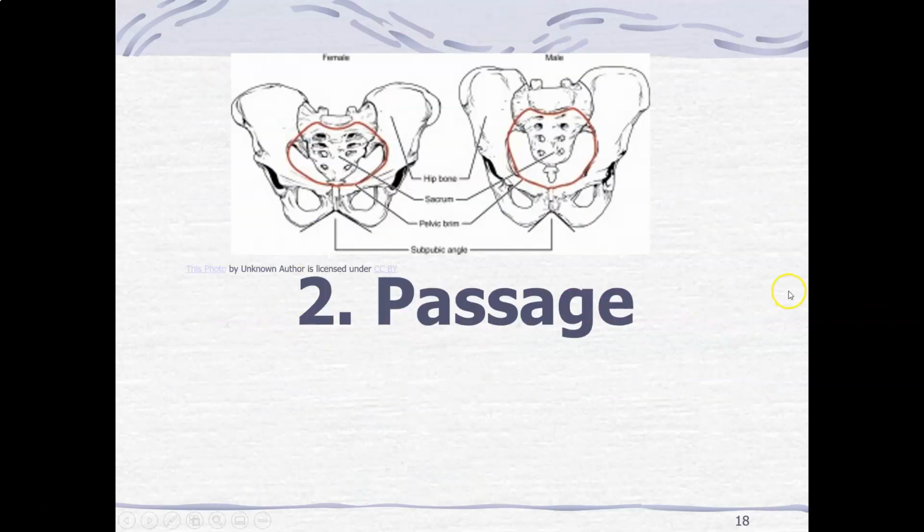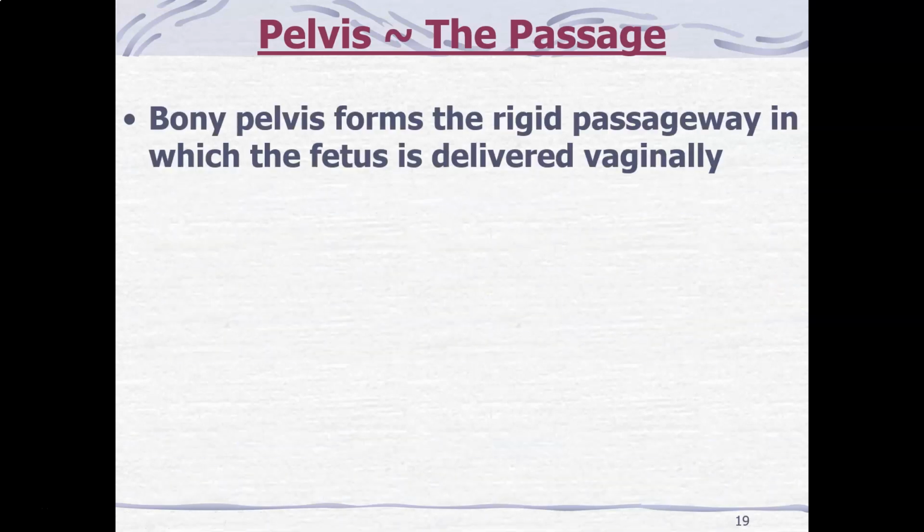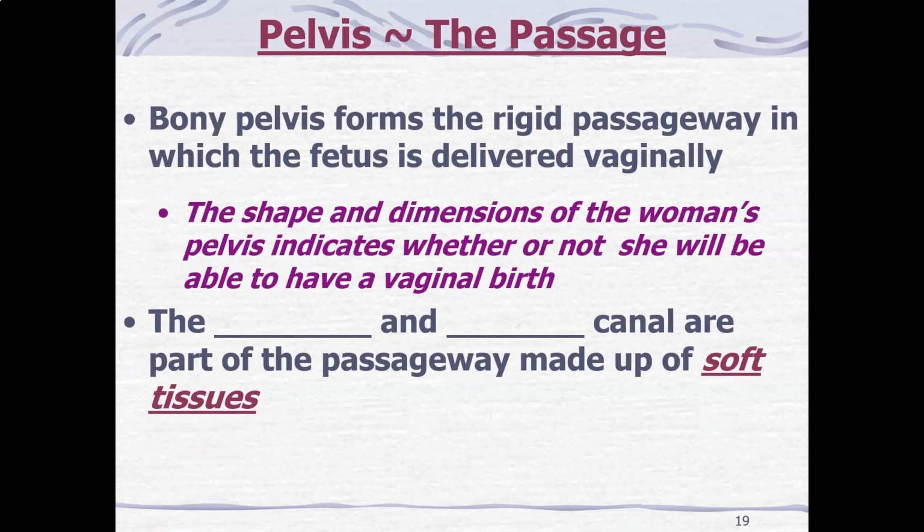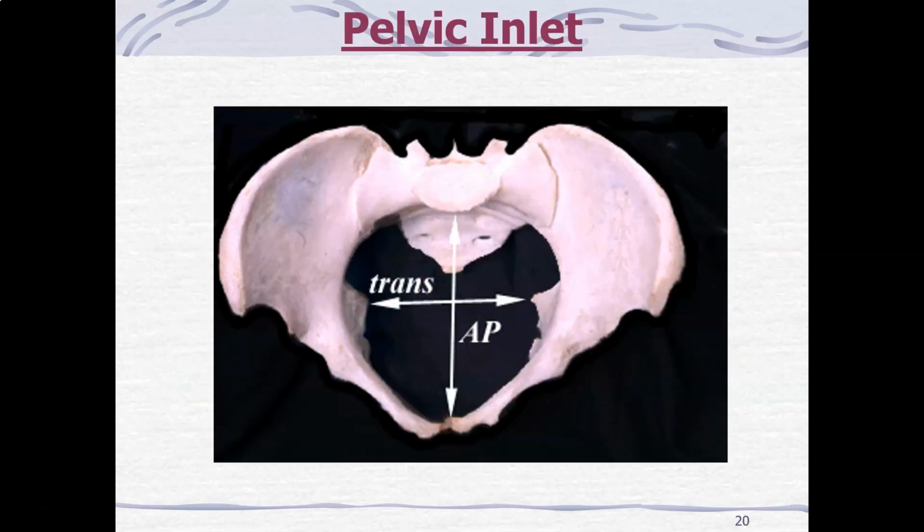All right, second one we had was the passage. So the passage is the pelvis. The bony pelvis forms the rigid passageway in which the fetus is delivered vaginally. The shape and dimensions of the woman's pelvis indicate whether or not she will be able to have a vaginal birth. What two areas are parts of the passageway that are made up of soft tissue? Well, that would be the cervix is soft tissue, and the vaginal canal is soft tissue. So those are parts of the passageway that are soft tissue.